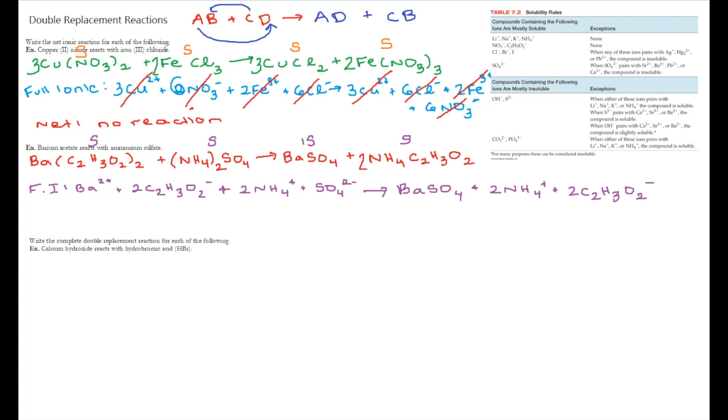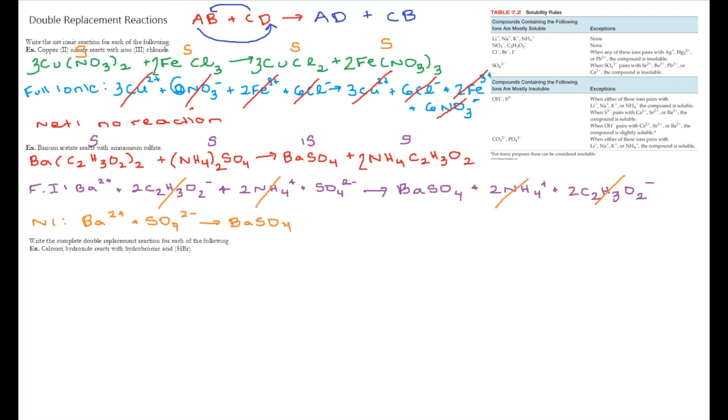Okay. Now I'm going to cross out anything that remains the same on both sides. Notice barium ions are here, but it's part of a compound here, so that doesn't stay the same. Acetate and acetate do. They're the exact same. Ammonium and ammonium do. So my net ionic equation or reaction is going to be barium ions reacting with sulfate ions to produce barium sulfate. Okay, so those are net ionic equations, and you're going to get a lot of practice with that in class.